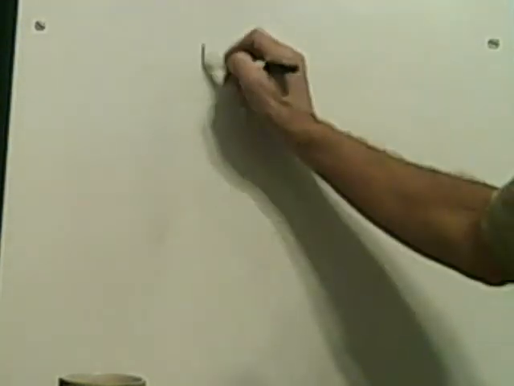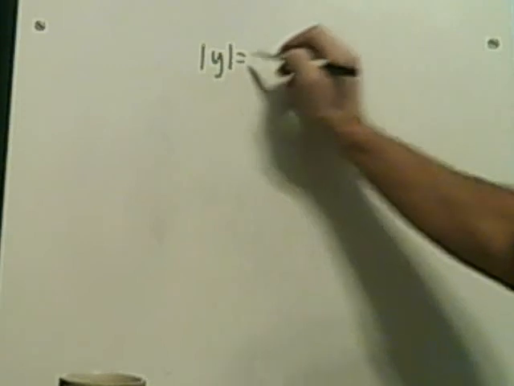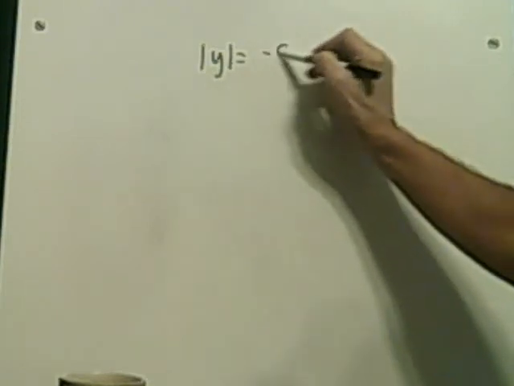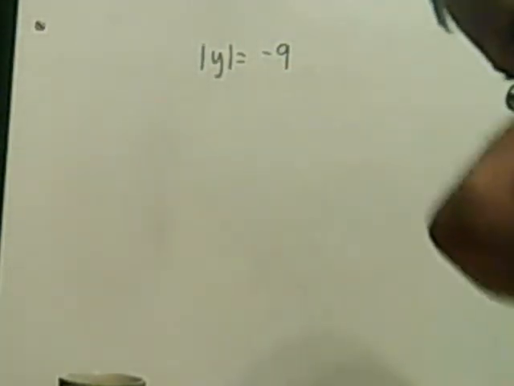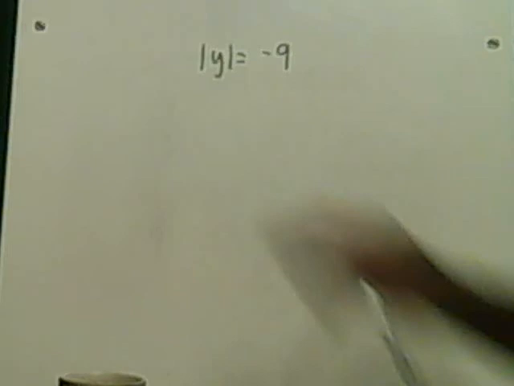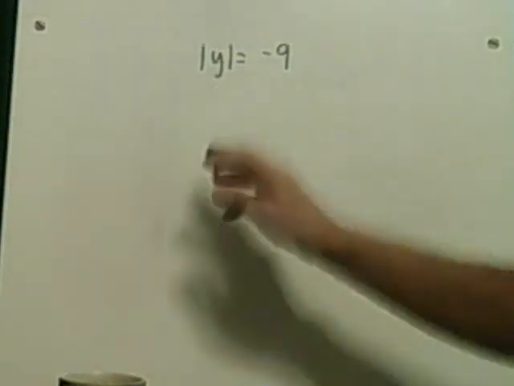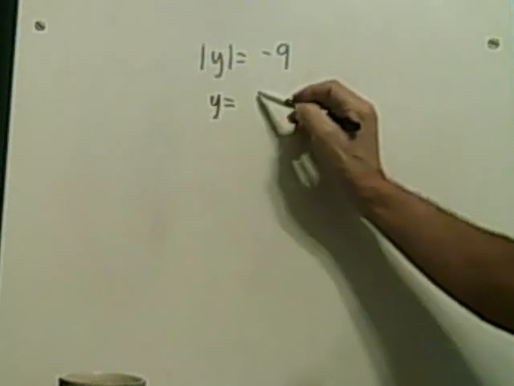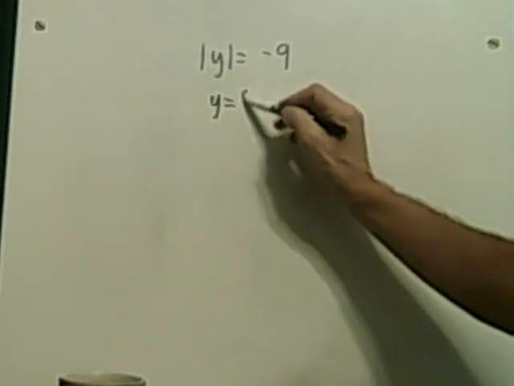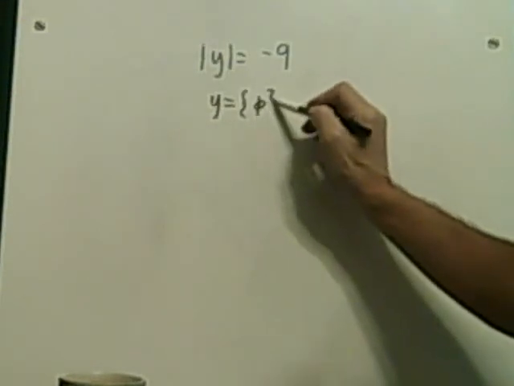Okay, now absolute value of y is equal to -9. Okay, now this is the trick. This one is quite clearly the trick problem because it's saying that you want a number whose absolute value is a negative number, but there is no such number. So this is just the empty set.